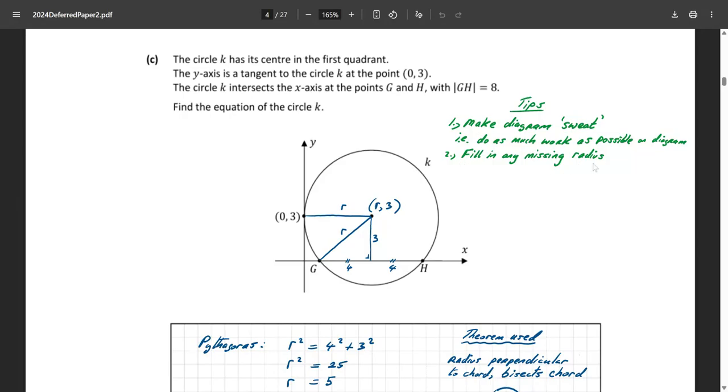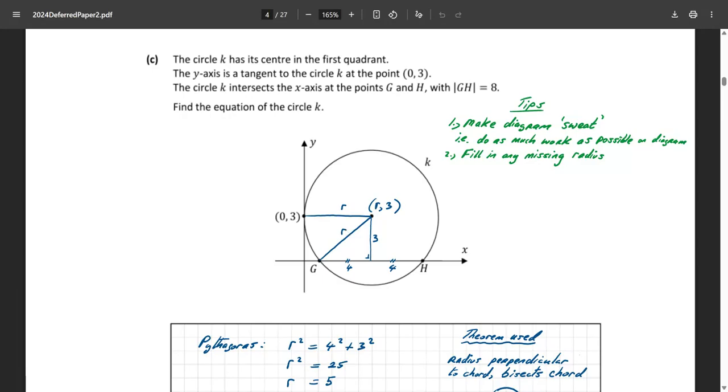Now, number 2 is fill in any missing radius. Just by observation, from the centre to that tangent is a radius. That's a known theorem: if you draw a tangent to a radius, it's always perpendicular to the radius. So we know that's perpendicular to the vertical, in other words, it's horizontal. That's a horizontal line of length r. Here's another hidden radius, technique number 2, fill in any missing radius. There's a radius from here to here. That's also r.